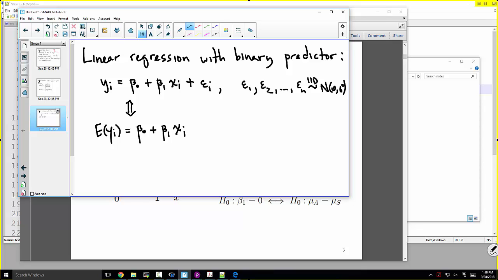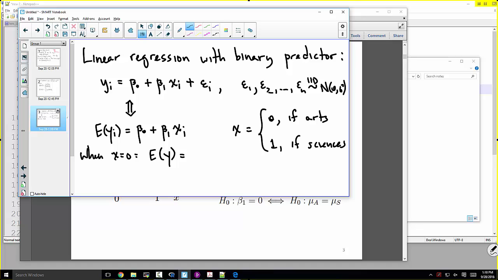X can only be two things: 0 or 1. If arts, 1. If sciences, 0. When x is 0, we have this mean relationship. Expected value of y is equal to beta 0 plus beta 1 times 0, or just beta 0.